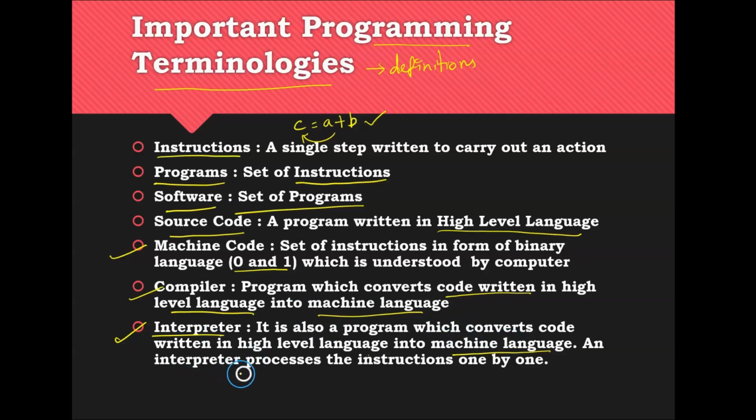Okay, so an interpreter processes the instructions one by one. But in the compiler, the whole program is compiled at once, and only after that is it executed. For example, C and C++ are compiled languages, whereas Python is an interpreted language. You should know the difference between the compiler and the interpreter.